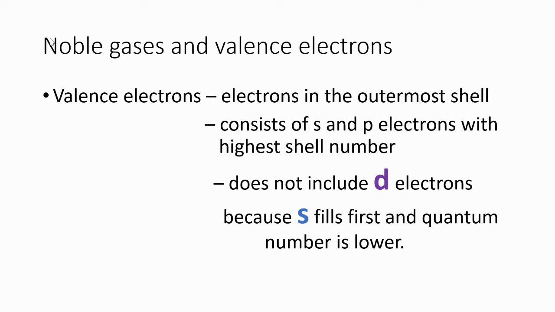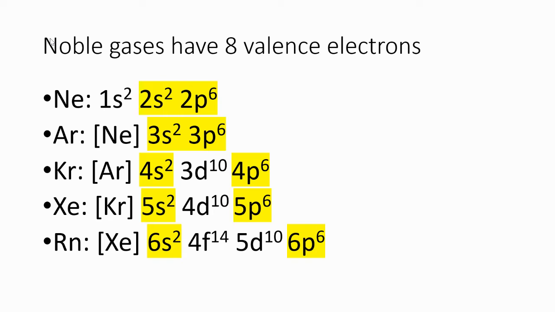These valence electrons only consist of s and p electrons because the d and the f are always filling in a sublevel below the s and the p. So the maximum you can have is 8 valence electrons, since the s and p hold a total of 8, 2 for the s and 6 for the p. So here you can see that visually.